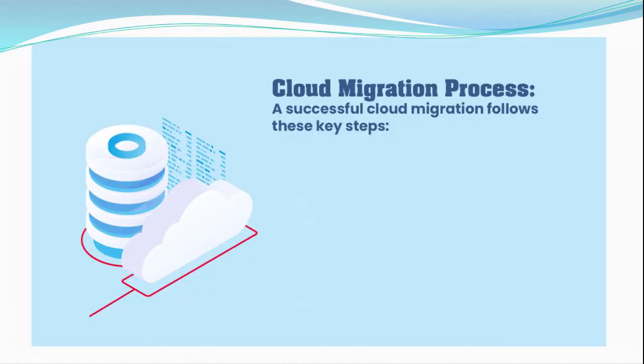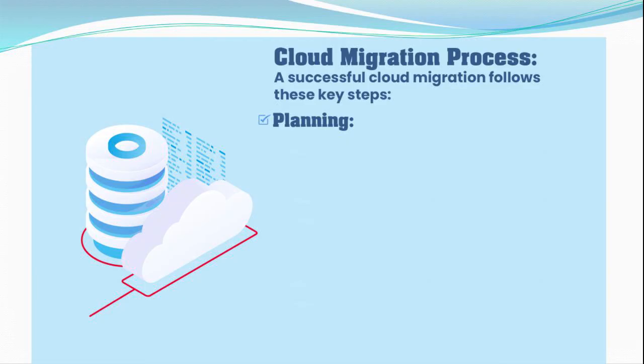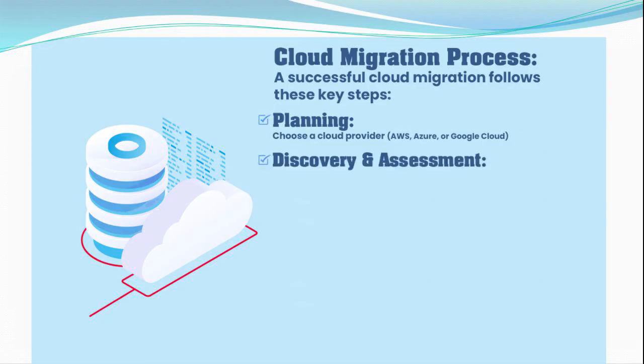Cloud migration process. A successful cloud migration follows these key steps. 1. Planning. This means assess your current IT infrastructure and determine migration goals. Choose a cloud provider: AWS, Azure, or Google Cloud. 2. Discovery and assessment. This means analyze existing applications and data. Identify which workloads should be migrated first.